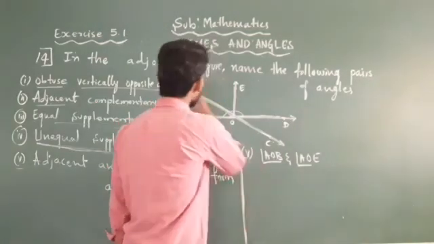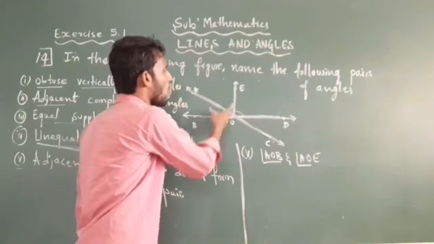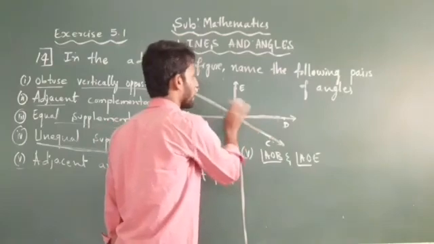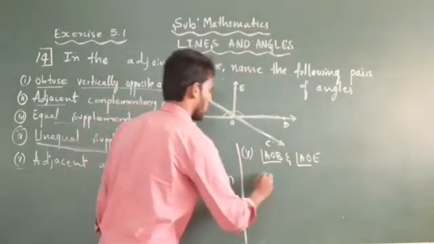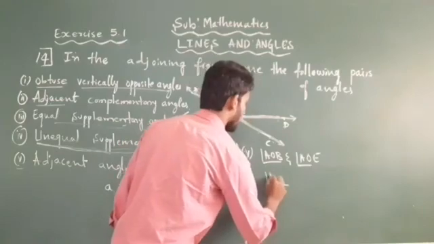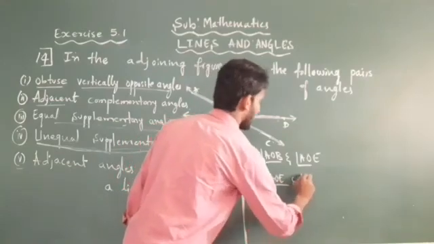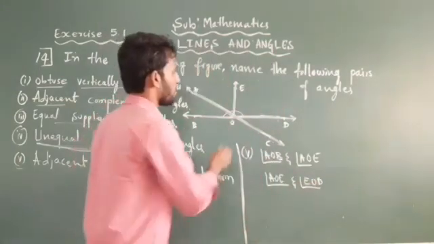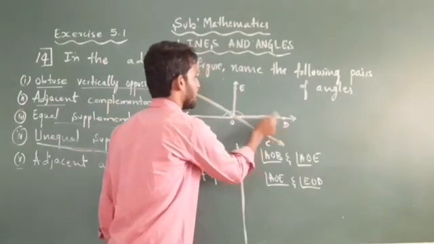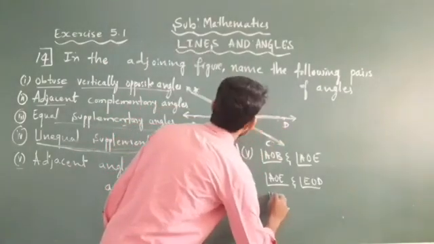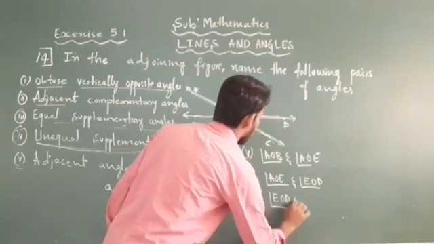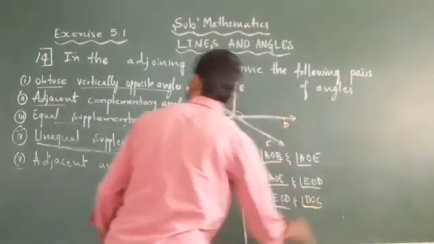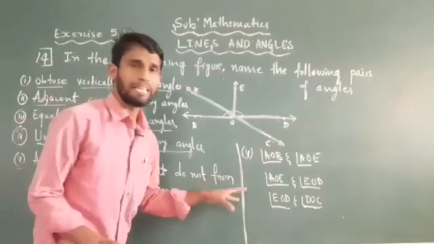Next, second one here. AOE and EOD. This is also adjacent angles but not forming a linear pair. Now second one we can write here: angle AOE and angle EOD. This is the second pair. Third pair here, EOD and DOC. Angle EOD and angle DOC. These are the adjacent angles but not forming a linear pair.